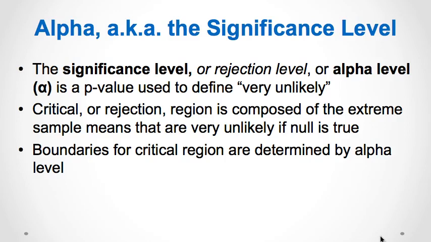Alpha is also the probability that you will reject the null hypothesis H0 when it is in fact true. More on this when we discuss decision errors.